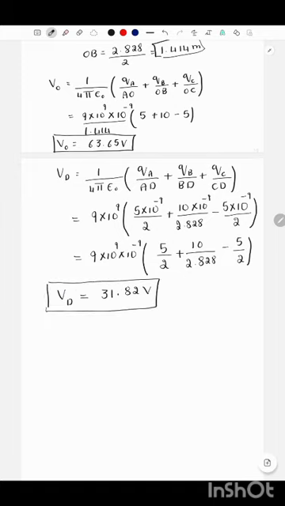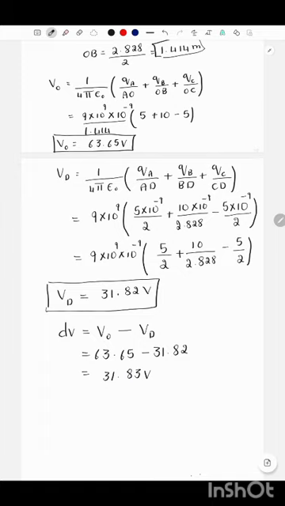Okay, now we have to calculate the potential difference between these 2 points. Therefore, the potential difference between the point O and D, dV, is equal to V0, the potential at point O, minus the potential at point D. Potential at point O is 63.65 minus the potential at point D, 31.82. Okay, so the difference in the potential will be 31.83.